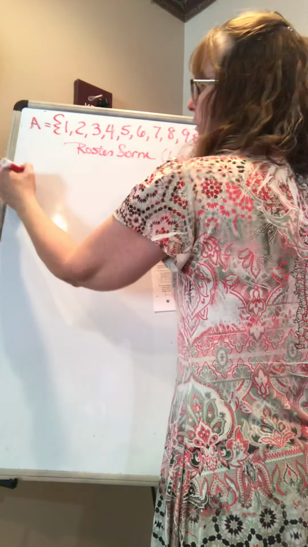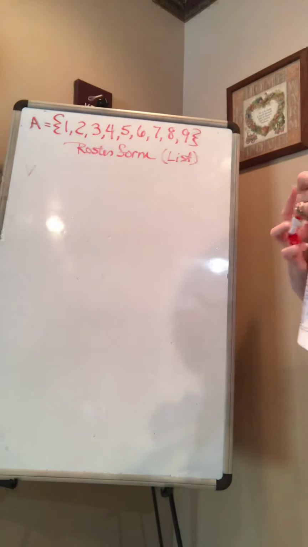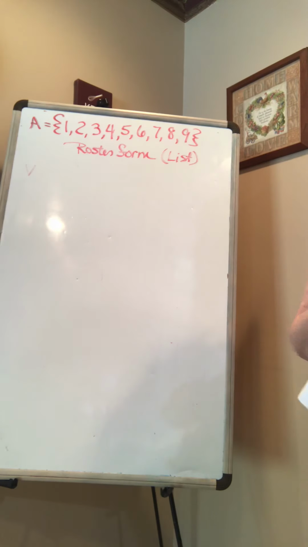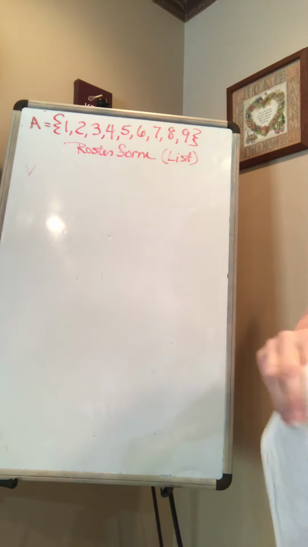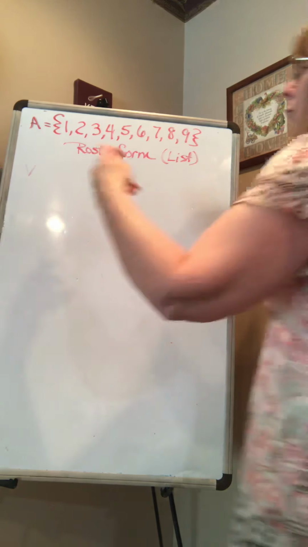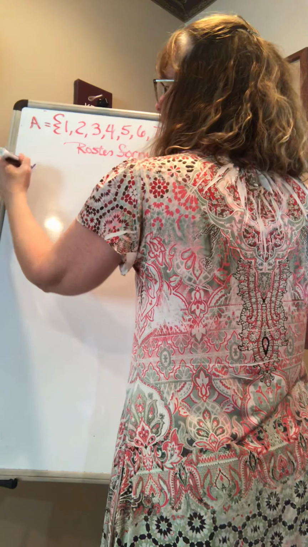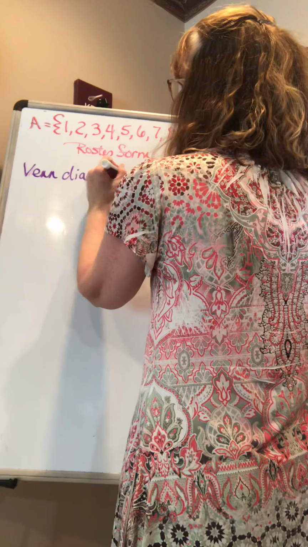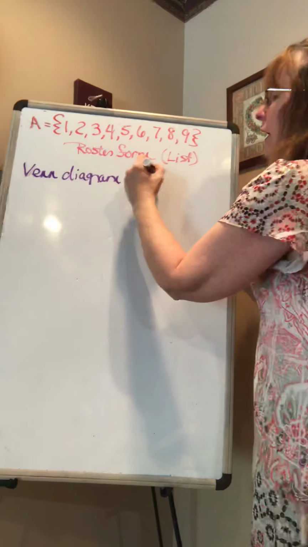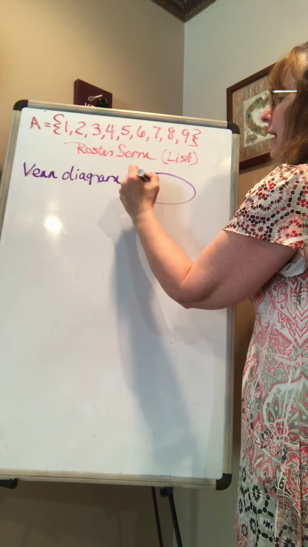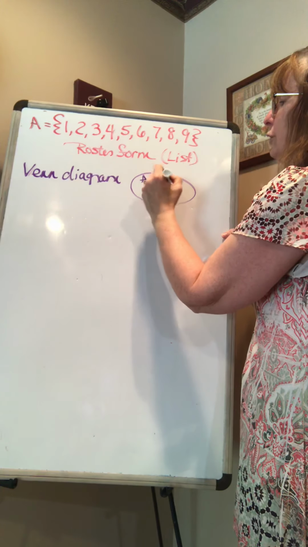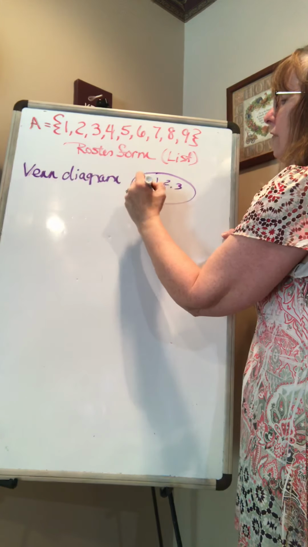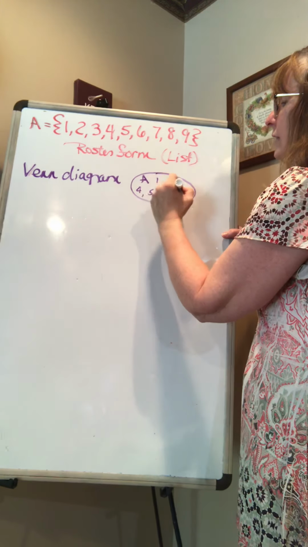Now a Venn diagram, I think I need a better marker. A Venn diagram is kind of like a bubble, and there'll be overlapping bubbles. We're actually going to spend a day just on Venn diagrams because they're kind of fun. Just not today. So as a Venn diagram, it would be this bubble here, set A, and it would have in it 1, 2, 3, 4, 5, 6, 7, 8, and 9.